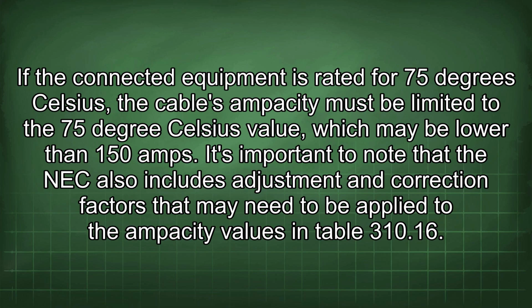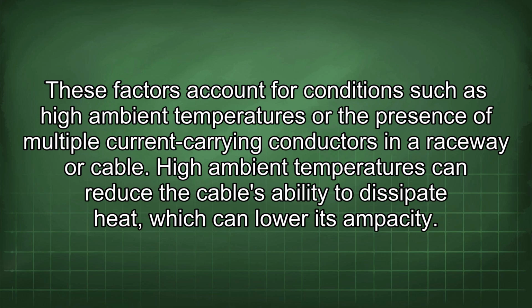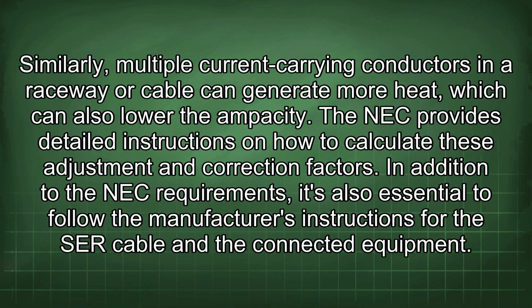It's important to note that the NEC also includes adjustment and correction factors that may need to be applied to the ampacity values in table 310.16. These factors account for conditions such as high ambient temperatures or the presence of multiple current-carrying conductors in a raceway or cable. High ambient temperatures can reduce the cable's ability to dissipate heat, which can lower its ampacity. Similarly, multiple current-carrying conductors in a raceway or cable can generate more heat, which can also lower the ampacity. The NEC provides detailed instructions on how to calculate these adjustment and correction factors.